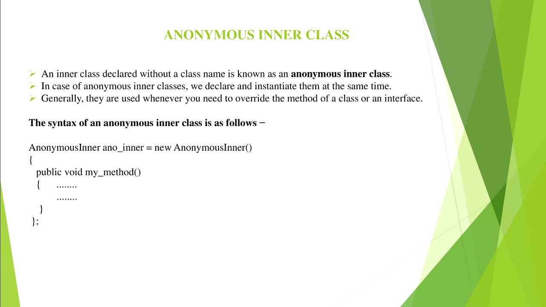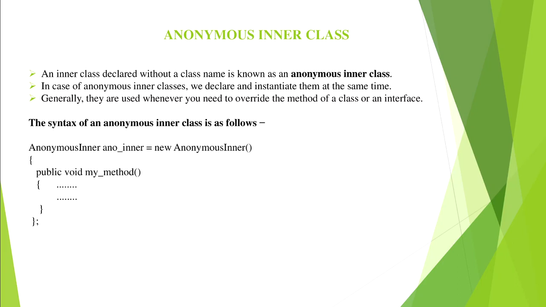Okay. Then the last category is the anonymous inner class. What do you mean by the anonymous inner class? The inner class declared without a class name is known as the anonymous inner class. It means there is no necessity to declare the class with a class name. In case of anonymous inner classes, we declare and instantiate them at the same time. Generally, they are used whenever you need to override a method of a class or an interface. If you want to change the definition of a particular existing method of a class or an interface, then in such a situation you have to use the anonymous inner class.